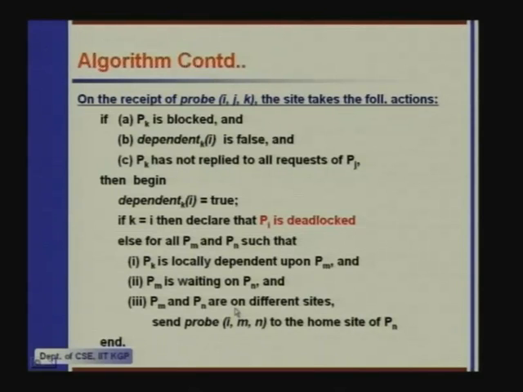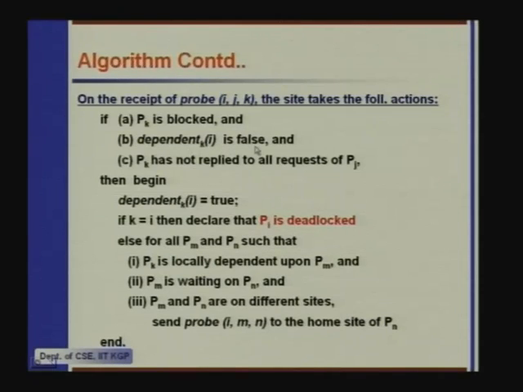Then on receiving the probe i, j, k, the site takes the following action. If Pk is blocked and dependent[k][i] is false, what is dependent[k][i]? It indicates that Pk is dependent on Pi. Okay. If it is false, and see, if it is dependent on i, then you have already found out a cycle, right, because now i is telling that it is dependent on k and you already have dependent[k][i]. So, then we will have a cycle already.